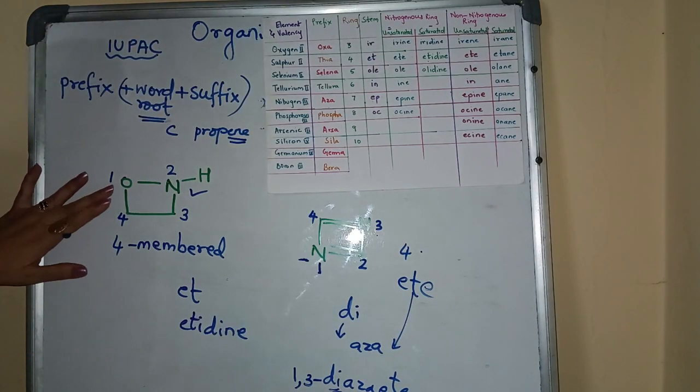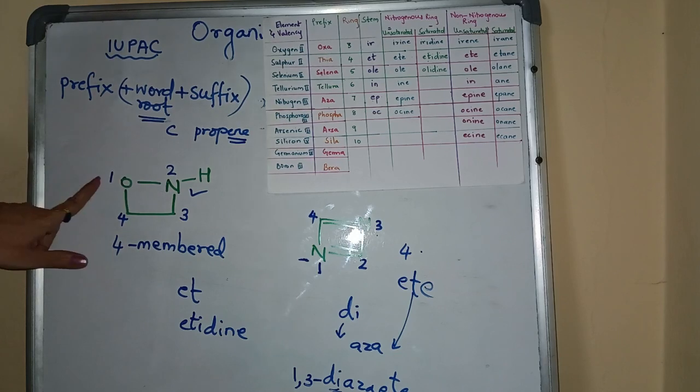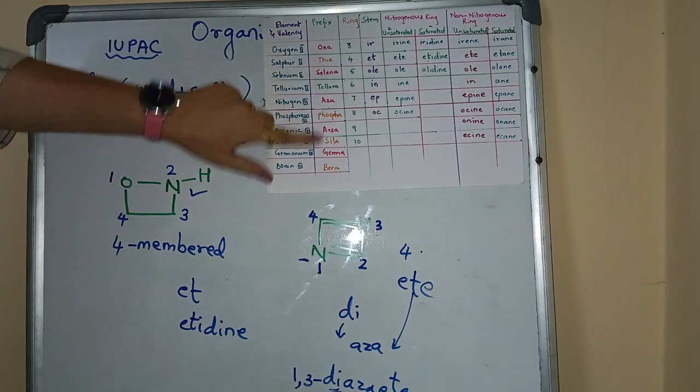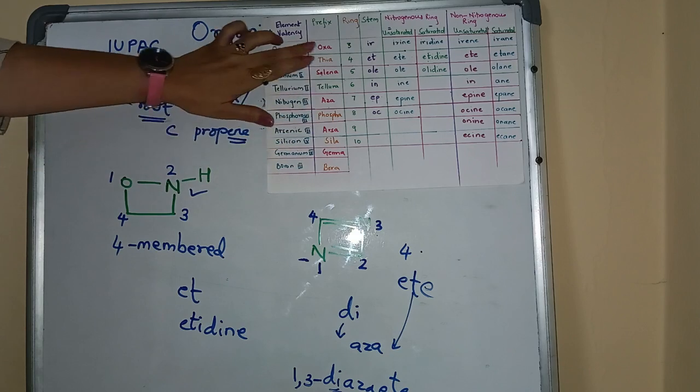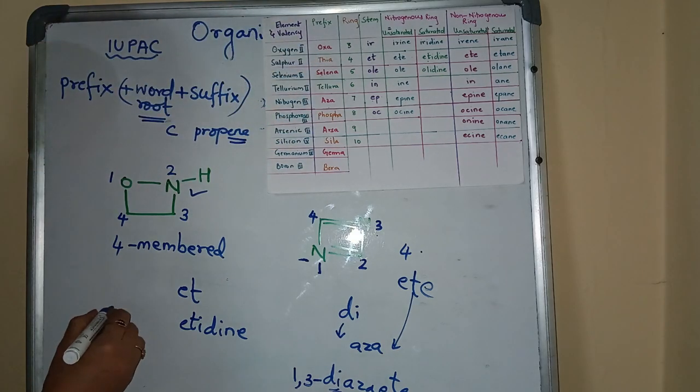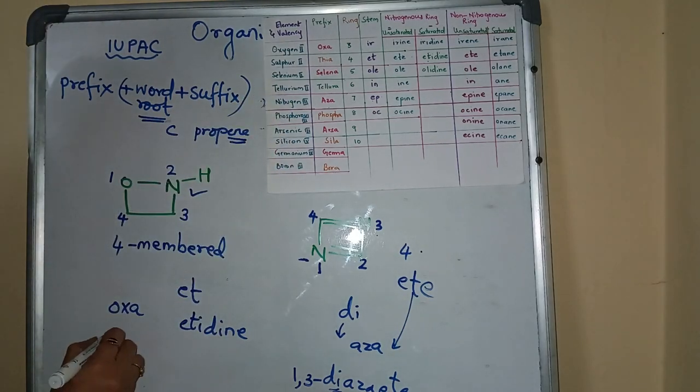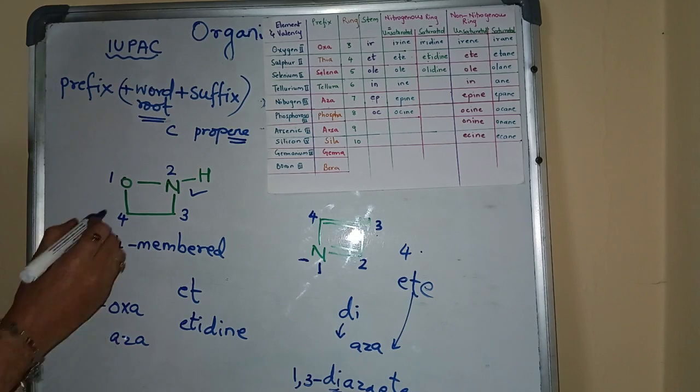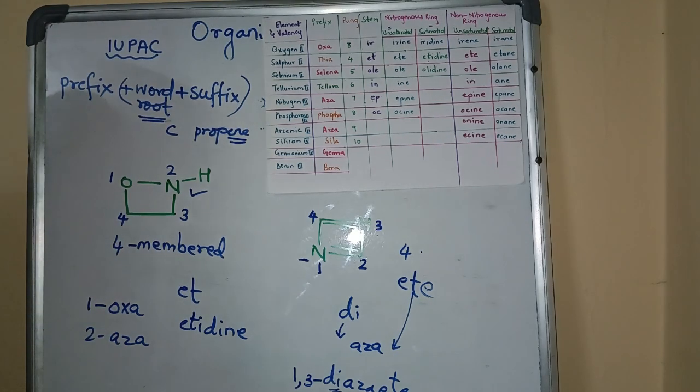Okay. Next we have 1 oxygen and 1 nitrogen. In priority order, oxygen comes first and nitrogen comes next. So first we will write down oxa, and next we will write down aza. Oxa at number 1 and aza at number 2. Now the name will be 1, 2, oxazaetidine.